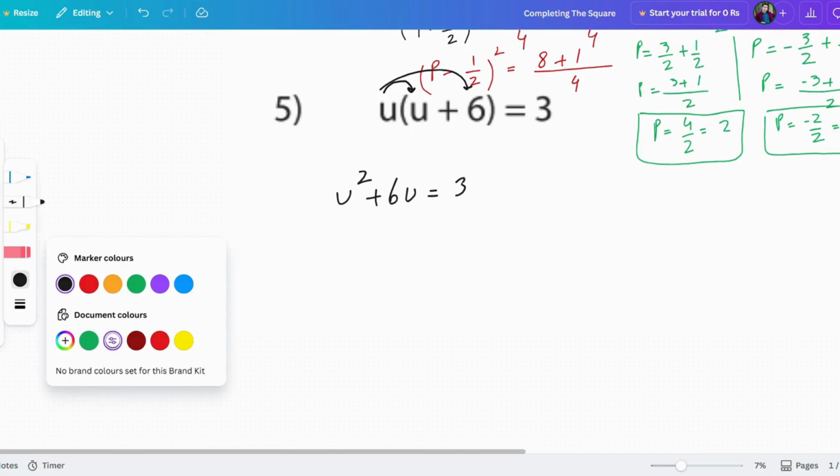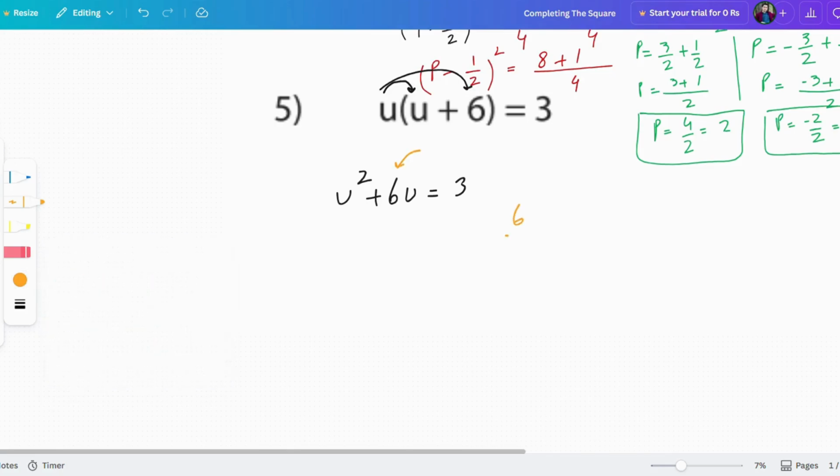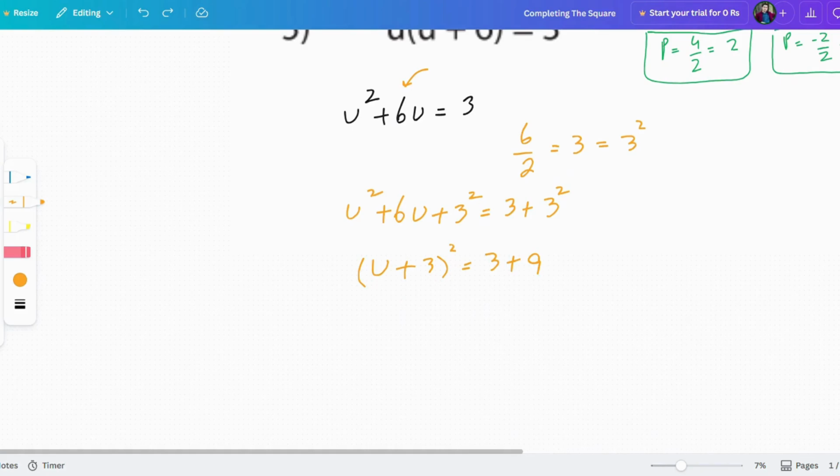Alright, and as I can see, there's 6 over here. I will divide it by 2, that's equivalent to 3, and then I will square it and add it on both sides of the equation. Plus 6u plus 3 square is equivalent to 3 plus 3 square. Alright, so now as you can see, the square is completed. So u plus 3 whole square, that's equivalent to 3 plus 3 square, which is equivalent to 9. So u plus 3 whole square is equivalent to 3 plus 9, that's equivalent to 12.